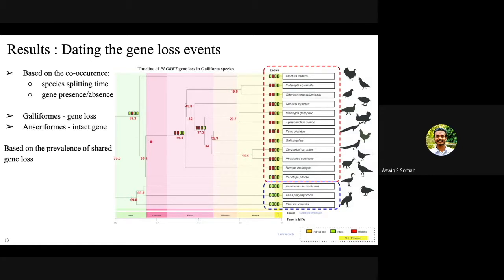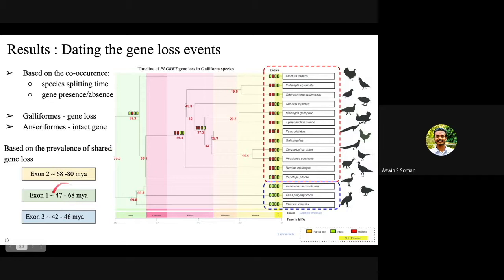Similarly, the timeline is further resolved for the exon 1 event and the partial loss of exon 3. In addition to this dating, we could also see that this gene loss happened through a sequence of events starting from exon 2, which is shared between all the galliforms, then exon 1, and finally the partial loss of exon 3.